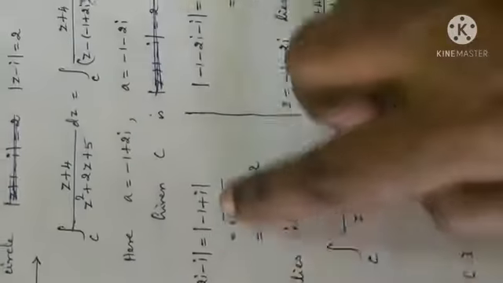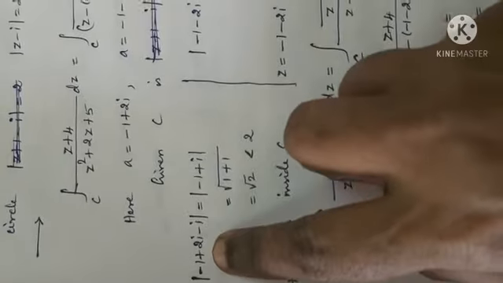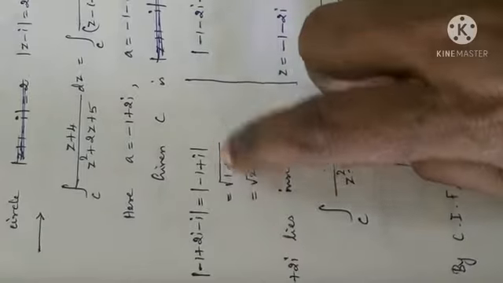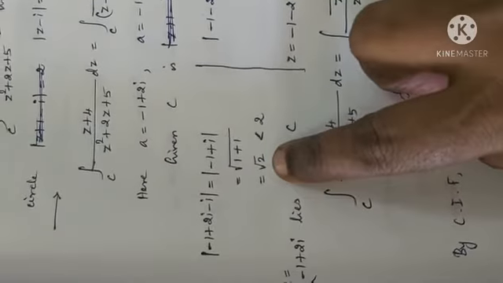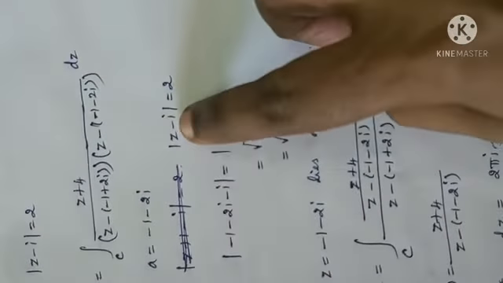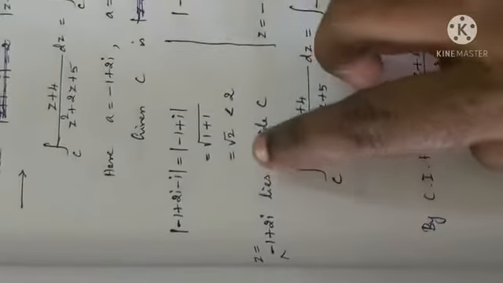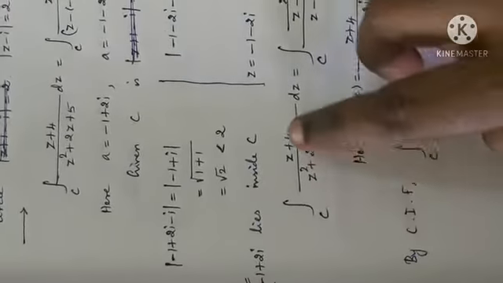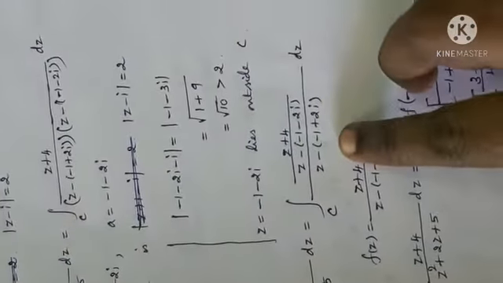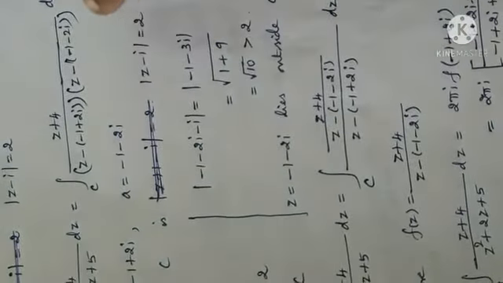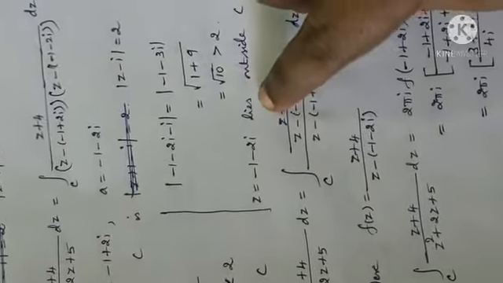Let us take the circle and substitute A in place of Z. It comes as modulus of A plus IB, which is root of A square plus B square. The answer is root 2, which is 1.4, less than 2. When you substitute the next A here, the answer is root 10, which is greater than 2. Hence, this lies outside C and this lies inside C. Hence, the integral over C of f of z by z minus a dz becomes, listen here, since it lies outside C, we can take this factor to the numerator, which will become f of z.